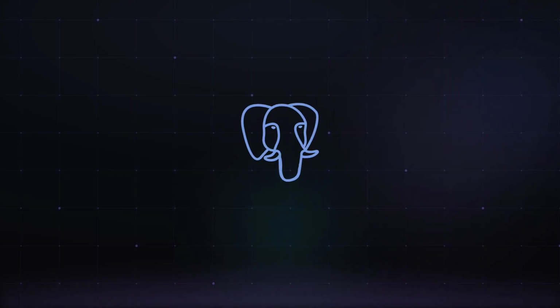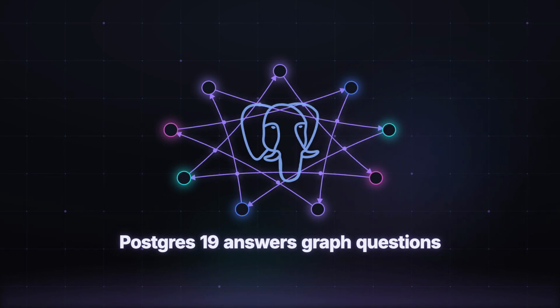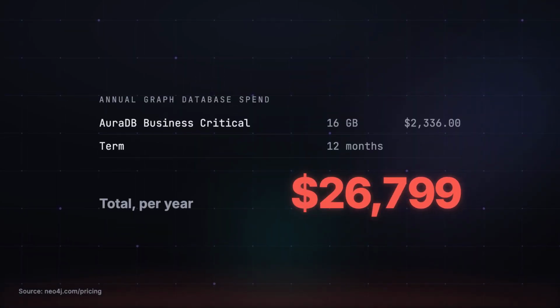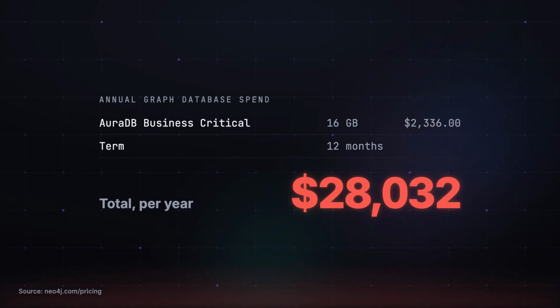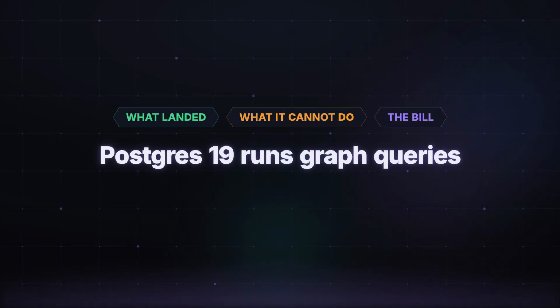Postgres 19 answers graph questions now. No extension, no plugin, no second database. It is in beta today, which is awkward because somebody is paying a graph vendor $28,000 a year for what Postgres just absorbed. So here's what landed, what it cannot do yet, and whether that bill goes away.